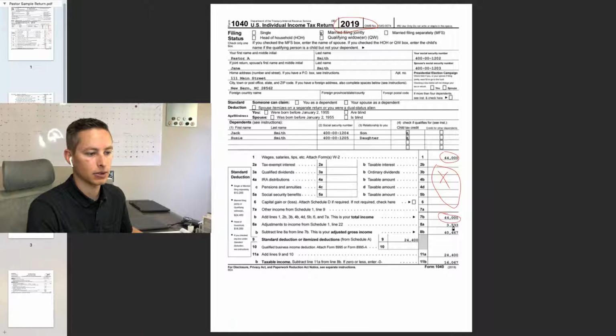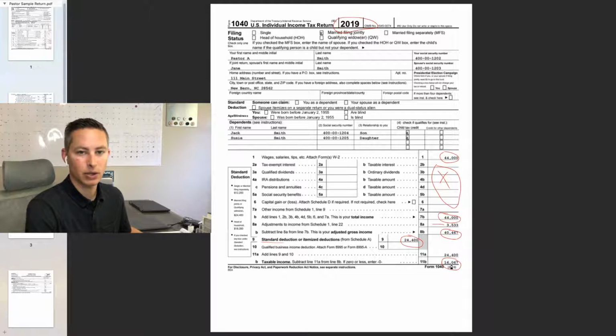Now, adjustments to income here on line 8A, this is actually 1/2 of the self-employment tax, but we'll get to that in a minute, a little bit later in our video. So once you subtract that deduction from your total income, you reach your adjusted gross income, or your AGI. Then our pastor and his wife are taking the standard deduction, along with about 90 to 95% of other Americans. Now that they have increased and doubled that standard deduction, most people will be taking that and not itemizing anymore. So that standard deduction for this coming tax season will be $24,400 for a married couple filing joint. You subtract that from their adjusted gross income to get their taxable income, roughly $16,000.